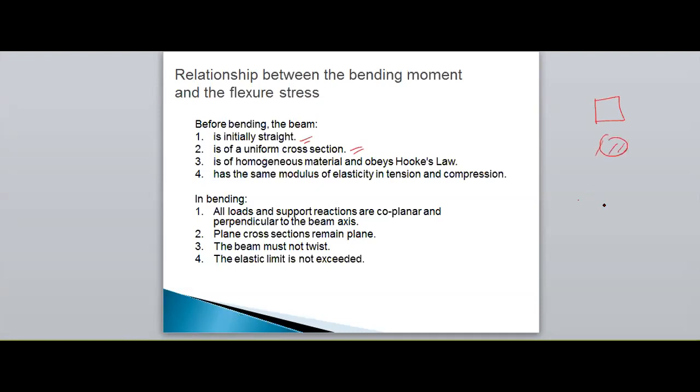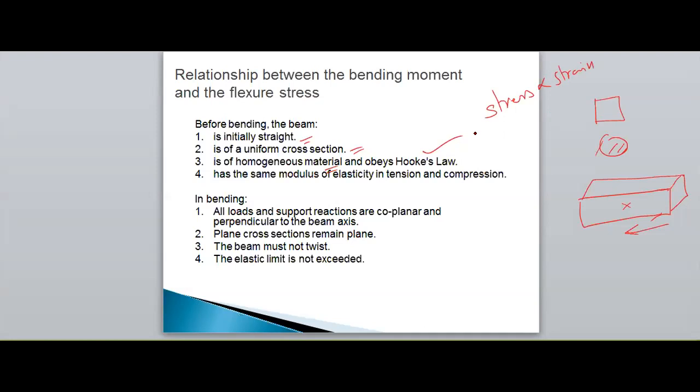Throughout the length of the beam, the same cross section needs to exist. And it is a homogeneous material, and it obeys Hooke's law. What is Hooke's law? Stress is directly proportional to strain up to the elastic limit.